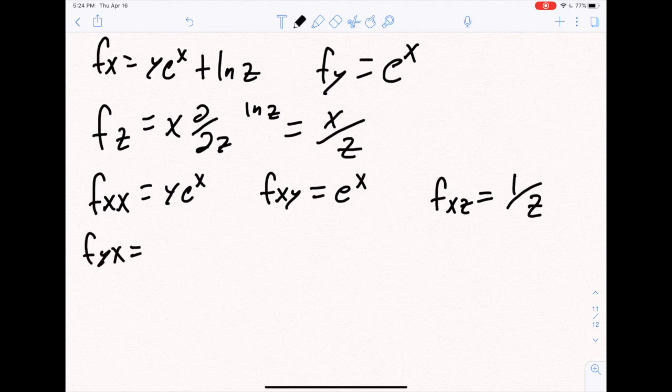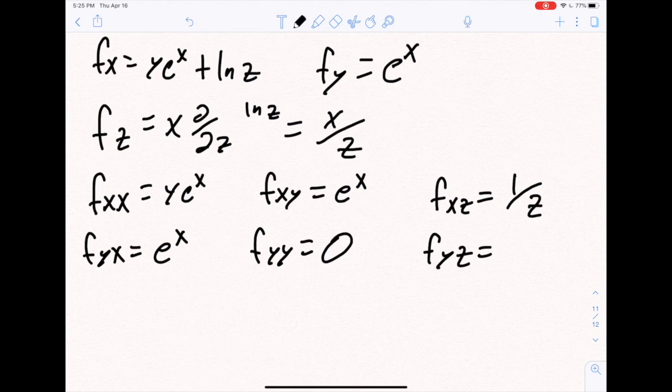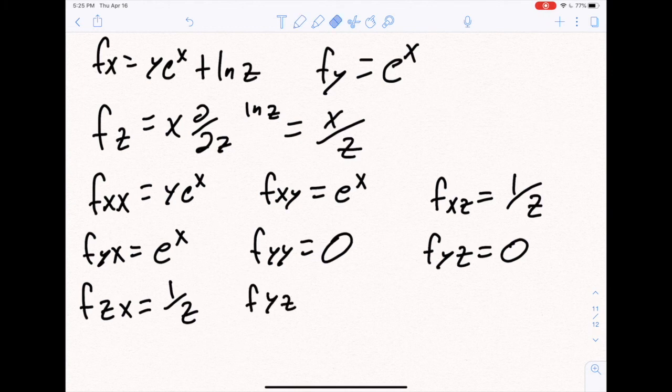fyx, well, that's the same as fxy, like we talked about earlier, so it's just e to the x. fyy, well, here we have fy as e to the x. We're taking its derivative with respect to y, so e to the x is a constant, so we get 0. fyz, by similar reasoning to fyy, fyz will be 0, because e to the x is a constant with respect to z. fzx, well, that's the same as fxz, so it's 1 over z. fzy, well, that's the same as fyz, so it's 0.